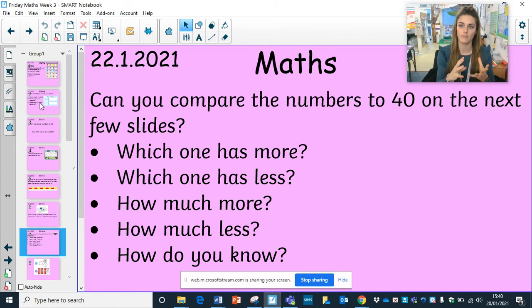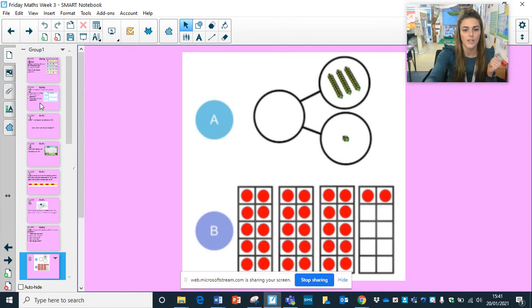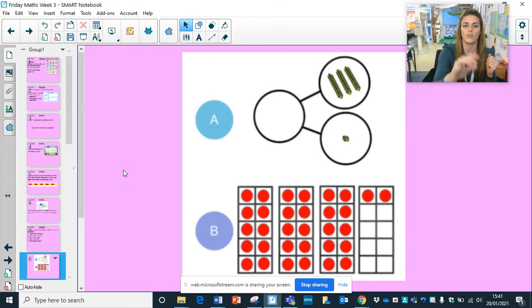Which one has more, like we discussed about how we can be successful? Which one has less? How much more and how much less? And then how do you know how many more and how many less? Okay, so here we've got an image. You've got A and you've got B. You need to have a look at how it's represented. We use different objects, a bit like how we were doing yesterday, when you were representing those numbers in different ways. So now see if you can count those objects. You need to write the number next to them and then you can compare them.